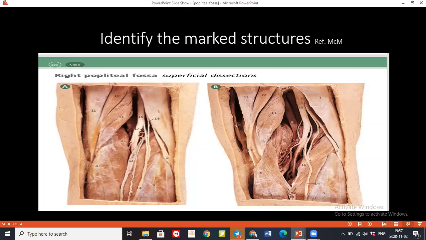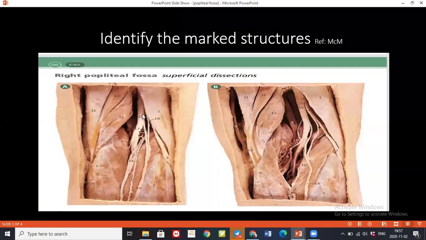Biceps femoris is supplied by tibial component of femoral nerve. Sorry, tibial component of sciatic nerve. The sciatic nerve has two parts, so both are supplied. Actually, long head is supplied by tibial component and short head is supplied by common peroneal component of sciatic nerve.